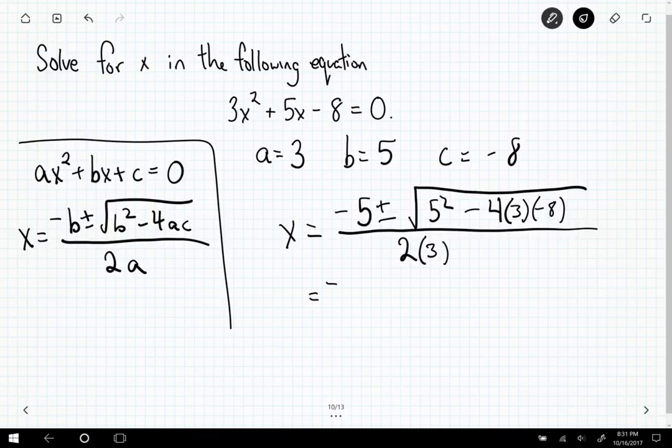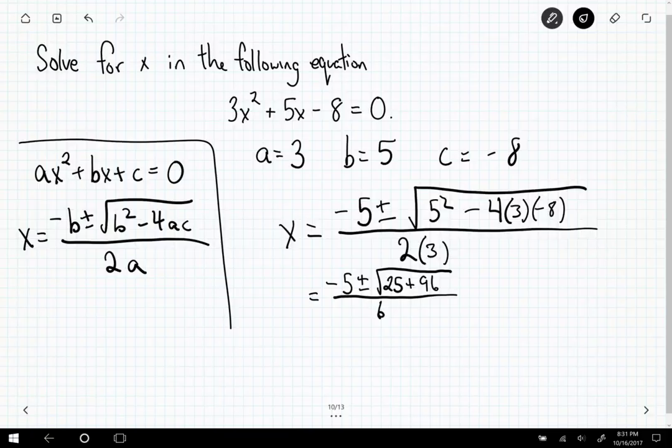Well, this is negative 5 plus or minus the square root of, that's 25. So minus and a minus makes a plus. And then let's do this. 8 times 4 is 32. And then 32 times 3 is going to be 96. So that should be a little bit nicer for us to deal with. And then we have our 6 there.